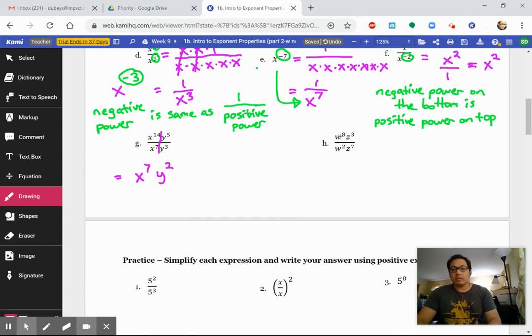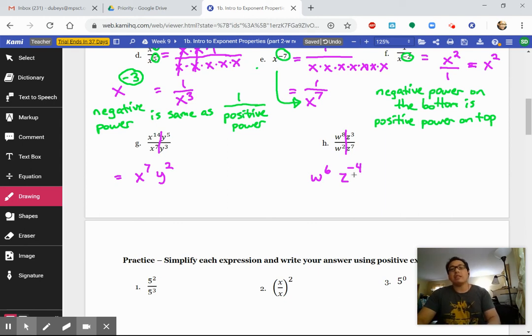What about this one? W to the 8 over w to the 2. We've got w's and z's, right? Again, treat them separately. W's aren't the same as z's, so treat them separately. What's that? We subtract these powers. W to the 8 minus 2 is w to the 6. And then what do we have here? Z to the 3 over z to the 7. Well, we could do the subtraction again, right? 3 minus 7 is negative 4.